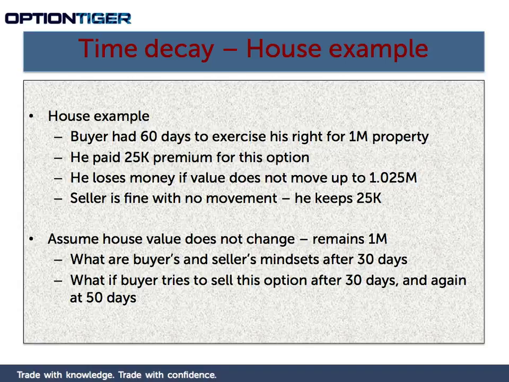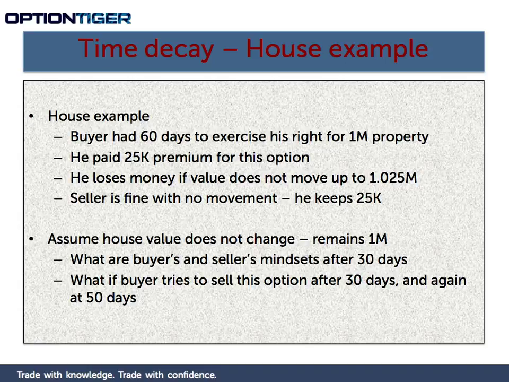So if we were to trade our option after 30 days, if we went to this exchange and wanted to sell it, do you think we're going to get $25,000 for this option? We're not going to get it because everybody knows that there's only 30 days left for this option contract to expire. And so we are probably going to get maybe $15,000 for it, because people know there's only 30 days left.